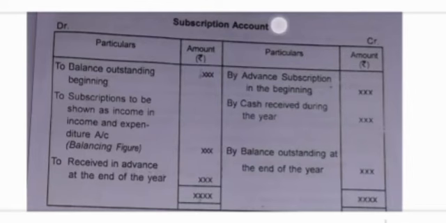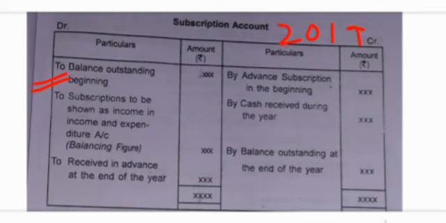Now suppose we are preparing this account for 2019. So 2019 is the current year. Come to the debit side. To balance outstanding in the beginning. That means the balance outstanding in the beginning of 2019 relates to the year 2018. That means we are carrying forward the balance of 2018 in 2019. So we have to deduct it.